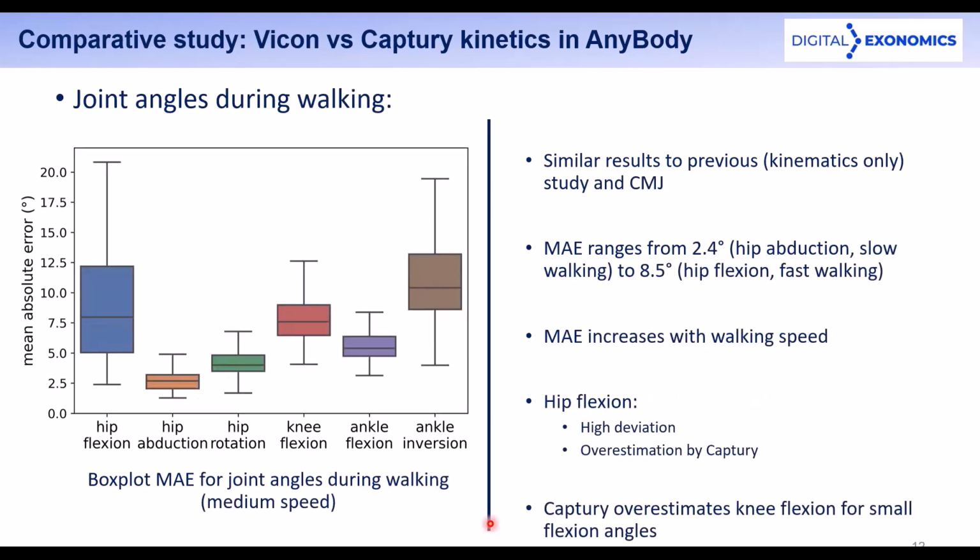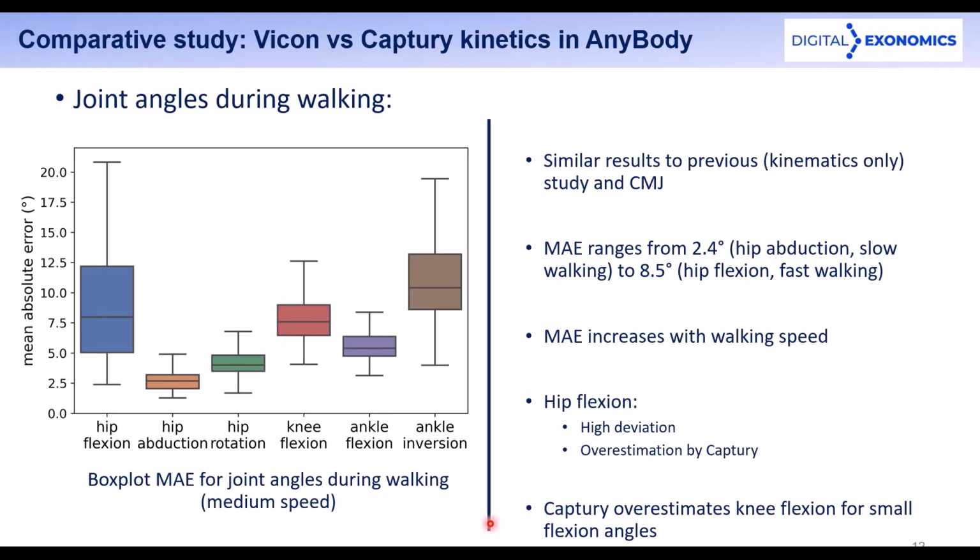If we look at the joint angles during the walking trials, again, the results are quite similar to the previous study. In this case, the lowest error was during hip abduction for the slow walking. The highest error was found in hip flexion during the fast walking. So what we see is that the faster the walking movement gets, the higher the errors we observe usually. But this time we also have a very high deviation for the hip flexion.